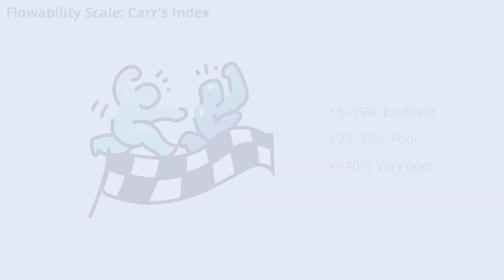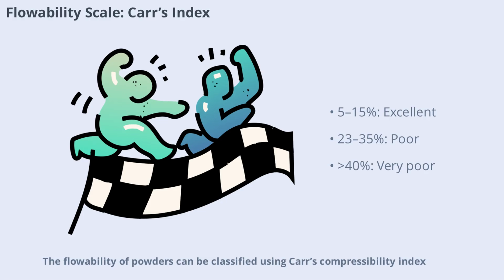Flowability of powders can be classified using Carr's compressibility index. Values between 5–15% indicate excellent flow, 12–16% is good, 18–21% is fair or passable, 23–35% is poor, 33–38% is very poor, and values above 40% are considered very, very poor. This scale helps in quickly assessing and comparing different powders for manufacturing suitability.